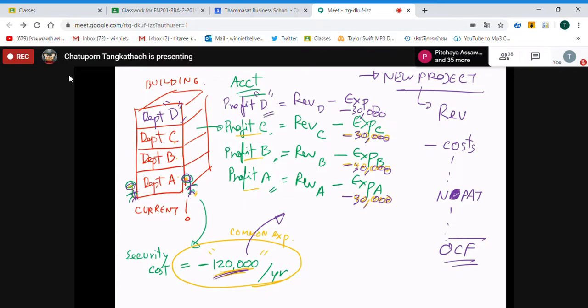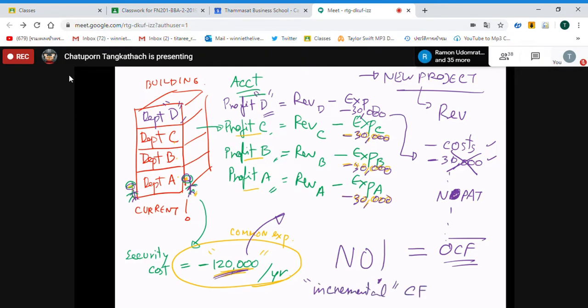Now, the question is, do we need to put this 30,000 as one of our expenses or our cost when we calculate the operating cash flow? Okay, the answer is no, we do not put it there. The reason why we do not put it there is because we think about the concept again, incremental cash flow. Incremental cash flow must be the cash flow that we put into our project consideration if it changed from the previous situation of the firm.